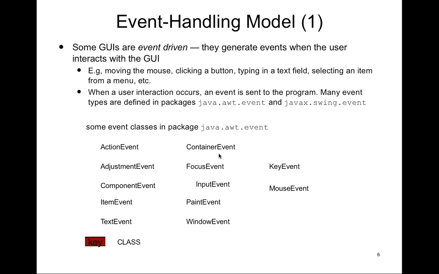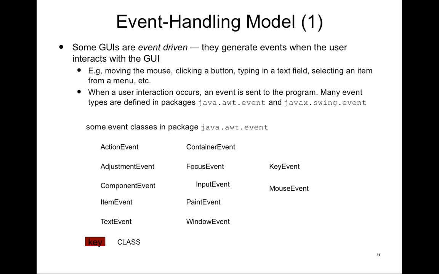In terms of our event handling model, some GUIs are event-driven. They generate events when the user actually interacts with the GUI. Not all GUI items are event-driven. For example, a label: you click the label and there's no event. But you can create your own event listeners to respond to a label click, or an image click. Menus have their own set of event listeners because you need not only the menu but the sub-item and the item on the menu.